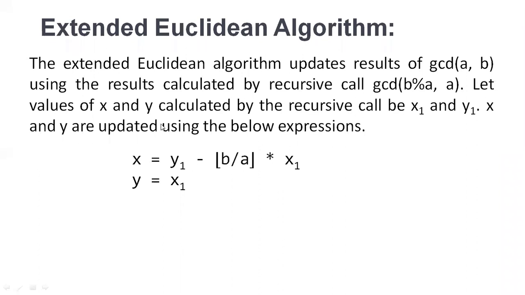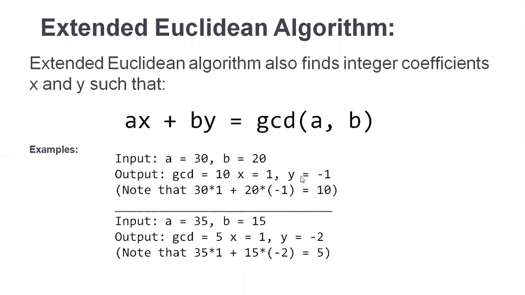So let the values of x and y calculated by the recursive call be x1 and y1. x and y are updated using the below expression. Recursively we have to use this equation to calculate the value of x and y, and the x1 and y1 values are recursively called and replaced, updated, until we get the value of x and y. Now for x the value is y1 minus b divided by a into x1. Like here, ax plus by is GCD(a, b).